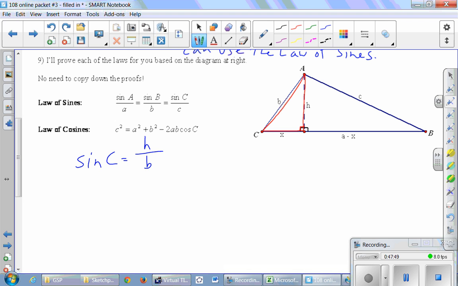And now I want to find the sine of capital B. And for this one, I want you to focus on this triangle here, which again is a right triangle. So we can use SOHCAHTOA to find the sine of B. Opposite over hypotenuse. Opposite in the green triangle is h, divided by hypotenuse is c. Now both of these equations that we just wrote down have h in them, so for kicks, why don't we just solve for h in both cases? So multiply by b over here, and then multiply by c over here.